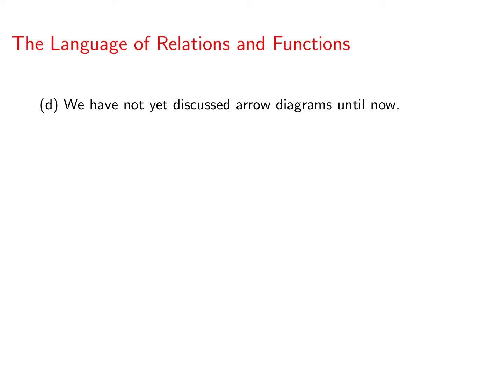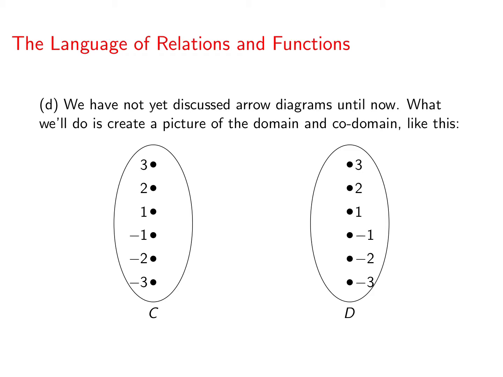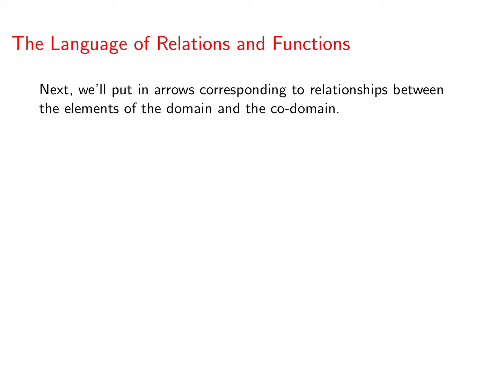All right, so up until this point, we haven't talked about arrow diagrams. Let's do that now. What we're going to do is we'll make a picture of the domain and codomain. It'll look like this. Essentially, we just create a set of our numbers, little dots indicating the numbers that are in the set, and label them. So we have our domain and codomain. And then we're going to put in arrows that correspond to the relationships between the elements of the domain and codomain.